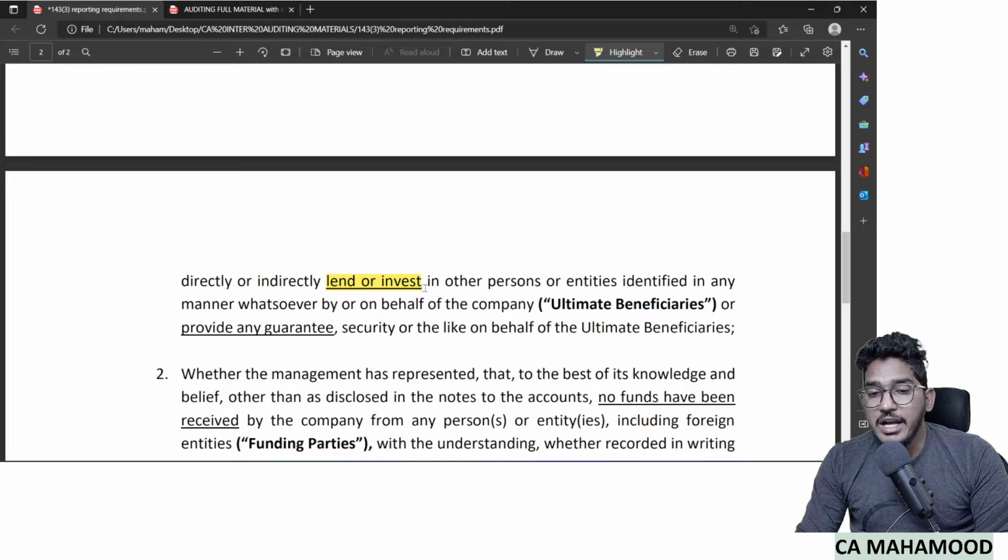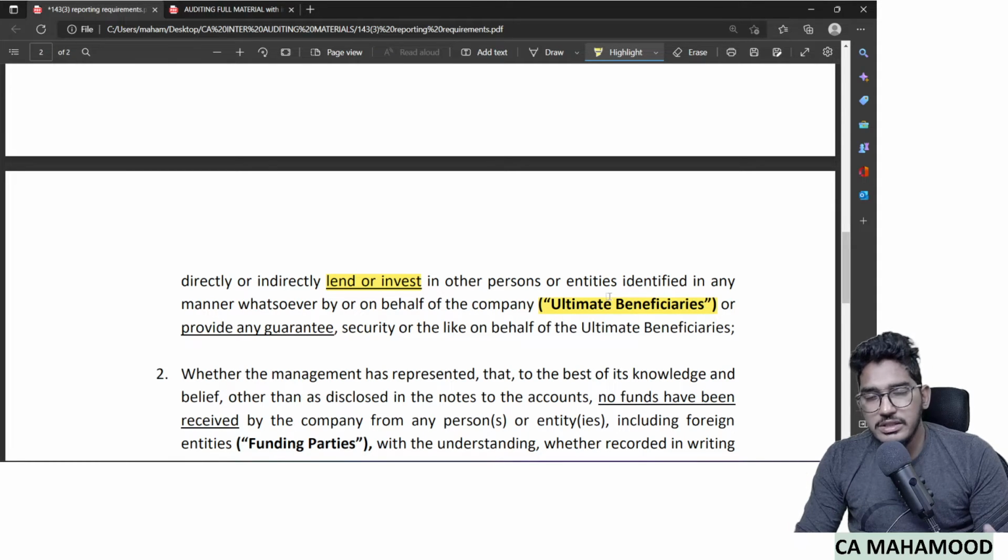whatsoever by or on behalf of the company, whom we generally call them as ultimate beneficiary, or provide any guarantee, security, or the like on behalf of ultimate beneficiaries. I know it's very clumsy, you would not have understood anything.